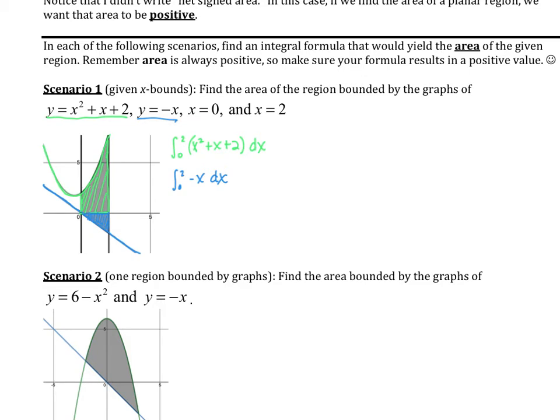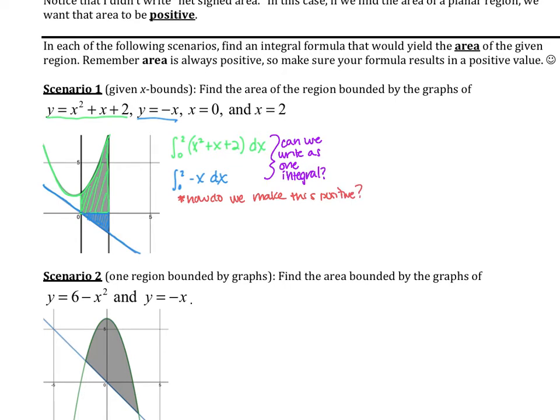So we need to think about how we can combine these two. Is there a way to combine these two and write it as one integral? Is there a way to do that? Also, along that same line, how do we make this positive? Okay, let's think about that.